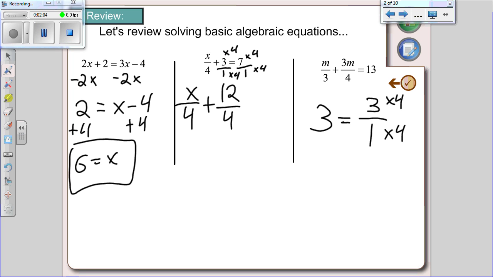Why don't I just times everything by 4? So do this. Just trust me. I know where we're headed. You're right. You can times everything by 4 and move on.